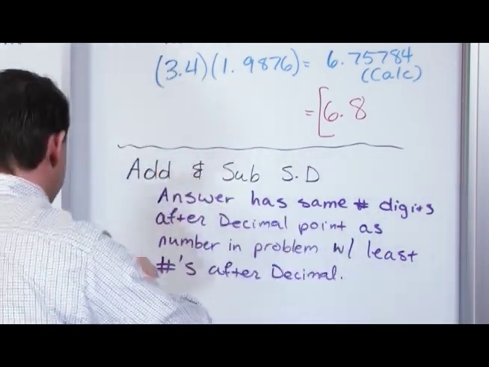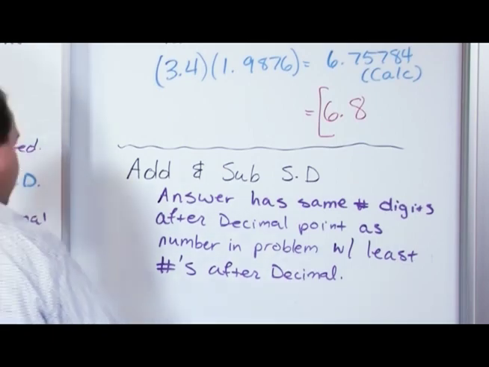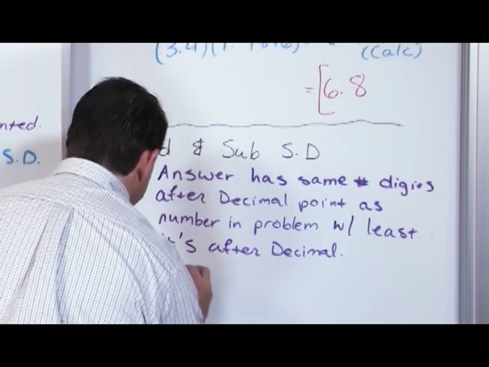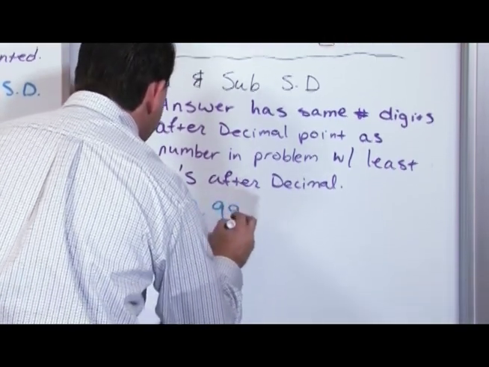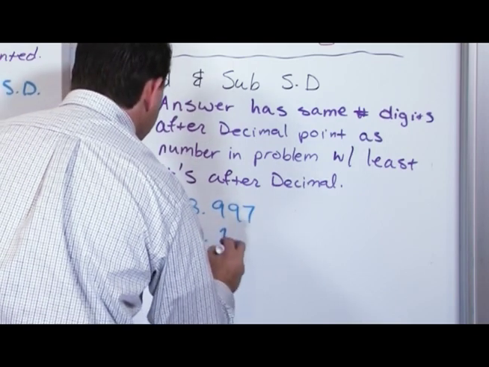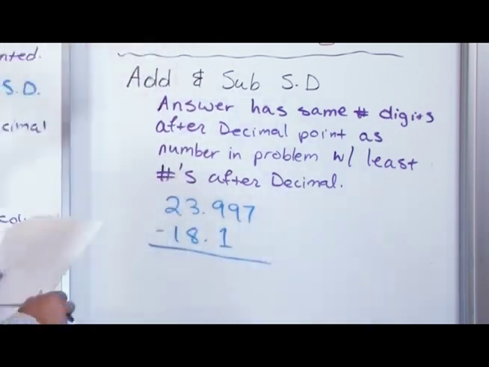So this is a little bit different of a rule, all right? So let me give you an example. And then we'll do a ton of examples on the next board here. What if I have 23.997 and I'm going to subtract 18.1? Okay, so I put that in my calculator, 23.997 minus 18.1.